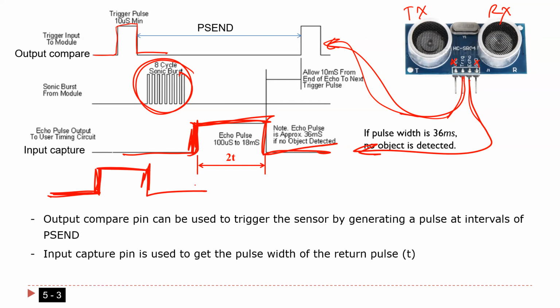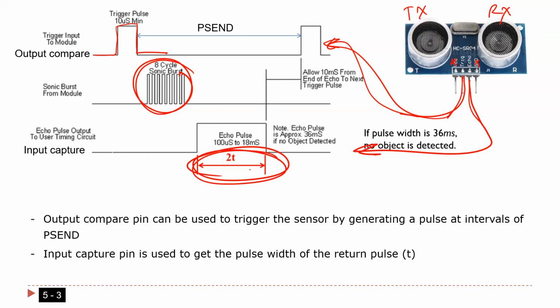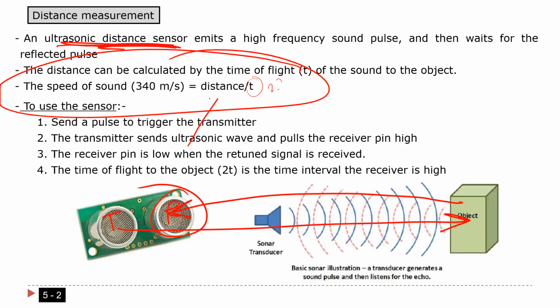Okay, guys. So the time from here to here, this time, is the time for the sound to go, hit the object, and come back. You got what I'm saying? So all I have to do, guys, is measure this time, and then divide it by 2 because this is the time to go and come back. If you can measure this time, divide it by 2, and plug it into this equation, you can easily get the distance. You got it, guys? Okay.